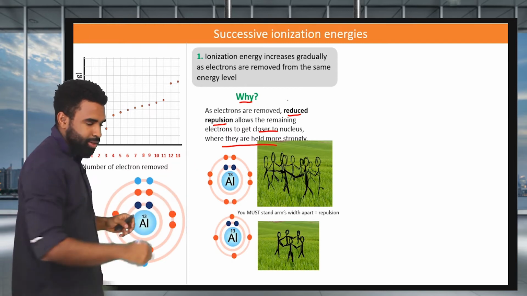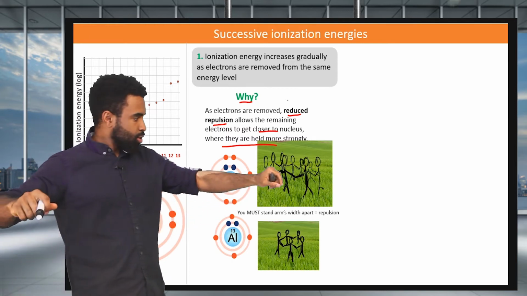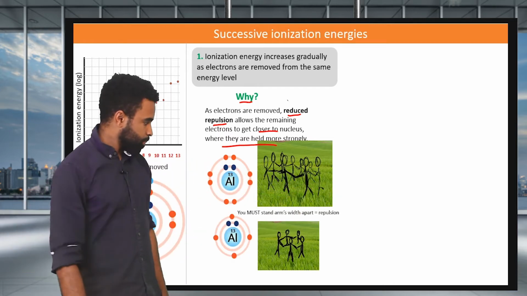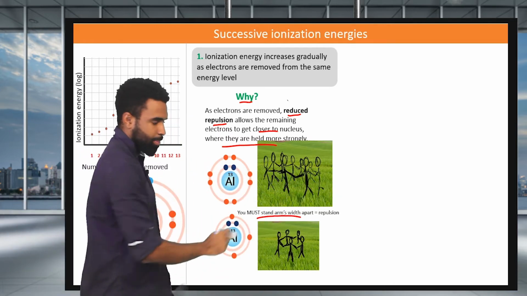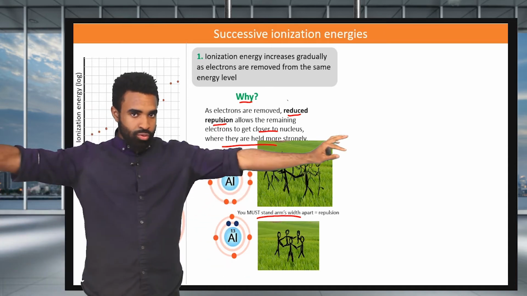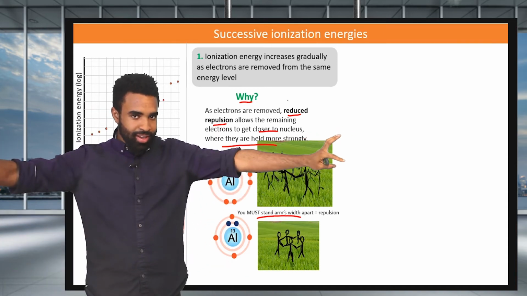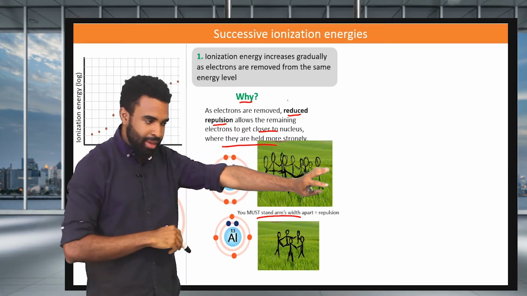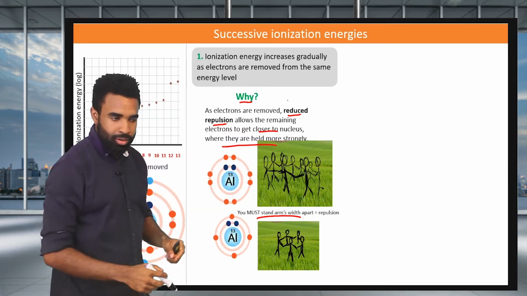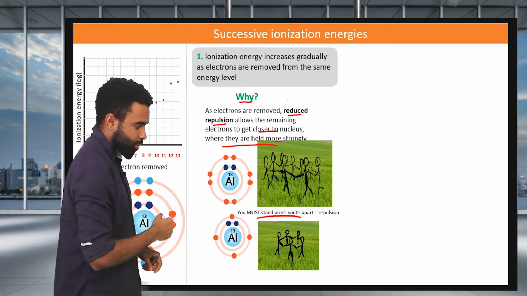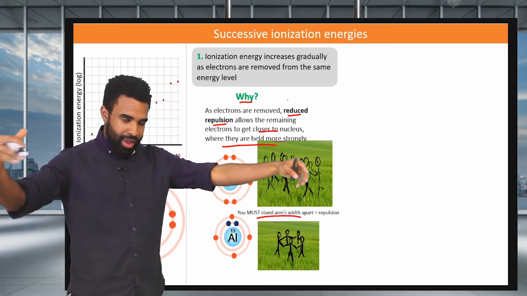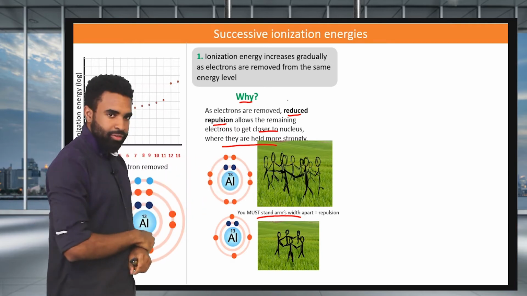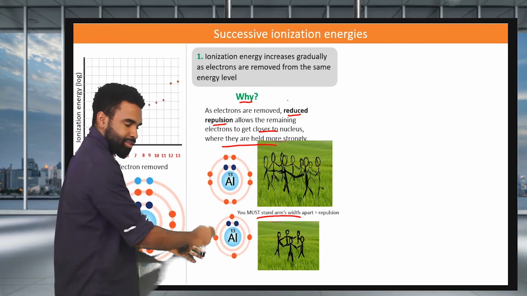Here's an analogy. You're playing some game on a field, and you and your friends have to make a circle in which you must stand arms width apart. That arms width apart standing form is an analogy for the repulsion. How can we make this circle smaller? Well, we can just remove people from the circle. When you remove people, we have less repulsion, less arm width, and we can reduce the circumference of the circle.